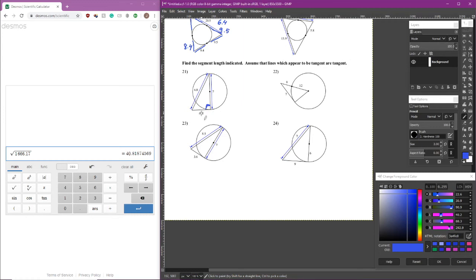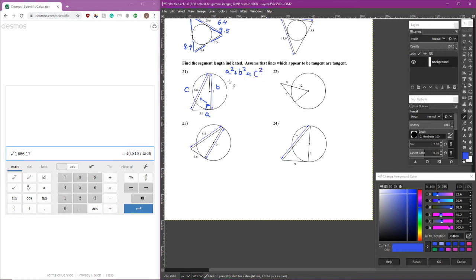So I know that this is 3.2. The hypotenuse, though we need to find that first, is the 6.8, and that becomes the C. Your 3.2 is either your A or B. It doesn't matter which one you label it. And then we're going to use A squared plus B squared equals C squared. Good old Pythagorean theorem, useful for lots of things.